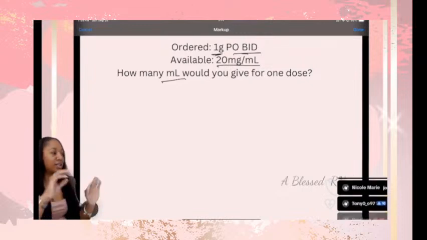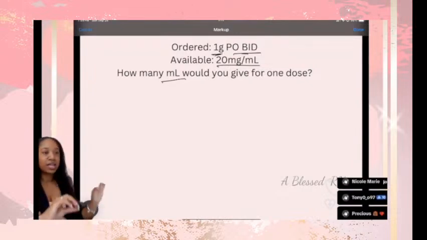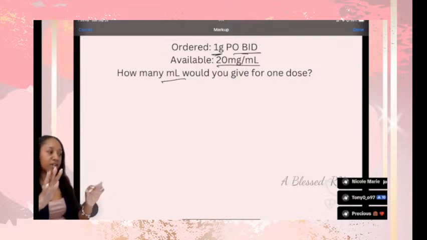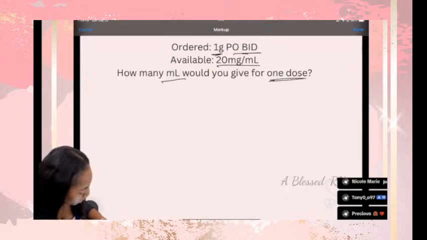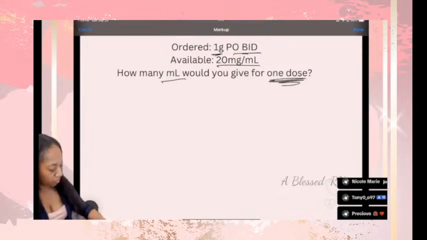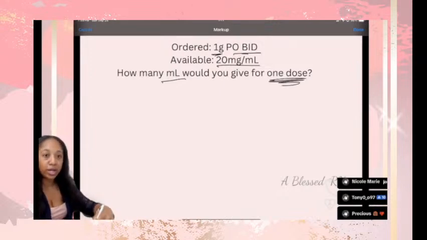Okay? Now, a lot of people get tripped up and confused because they see BID, QID, TID, every 6, every 8, or whatever. Sometimes you don't even need that. This one is asking for 1 dose. So this 1 gram is 1 dose that they want them to have 2 times in 1 day.